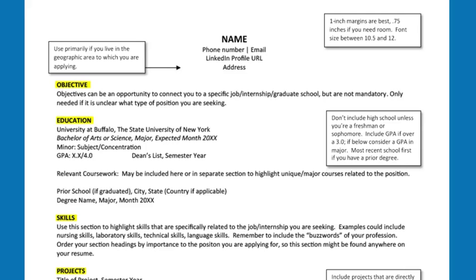In this example, relevant coursework has been included within the education section. You can do that, or sometimes you can make relevant coursework its own section, or choose not to include coursework at all on your resume. Sometimes you might also see academic honors and awards included in this section as well.